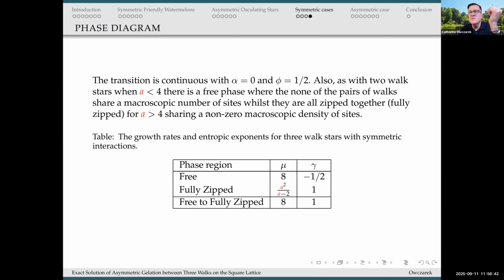So again, the transition is continuous, which is very nice. And you can work out what these entropic exponents are. It's -1/2 in the free phase, and 1 in the other ones. So you can get all the information you want if it's symmetric.